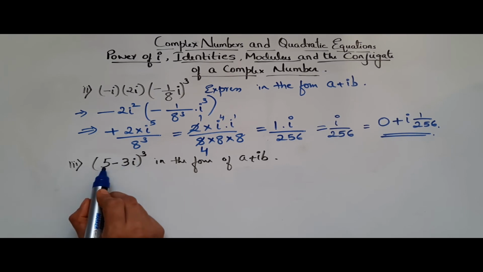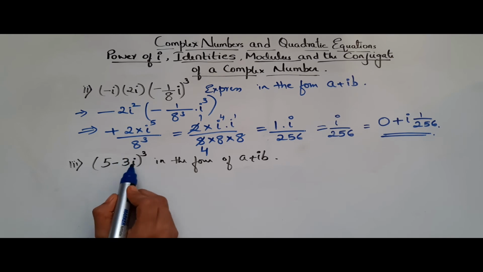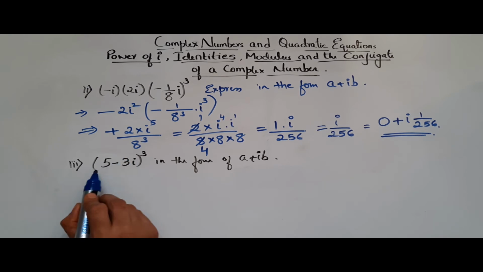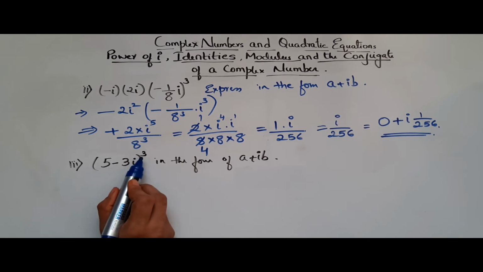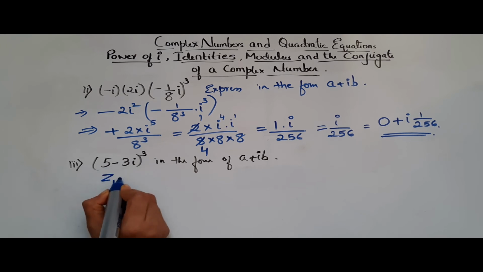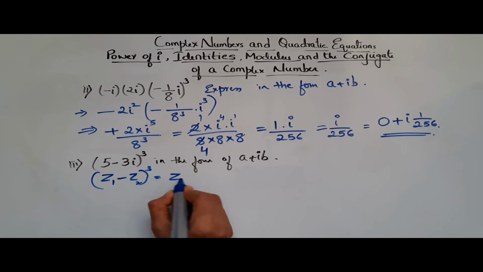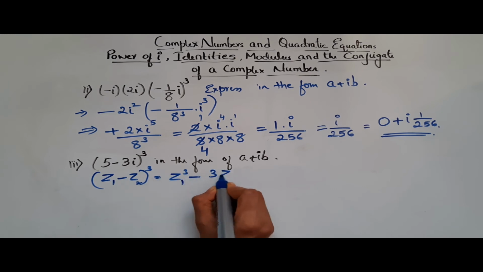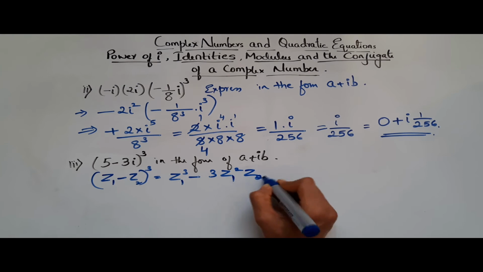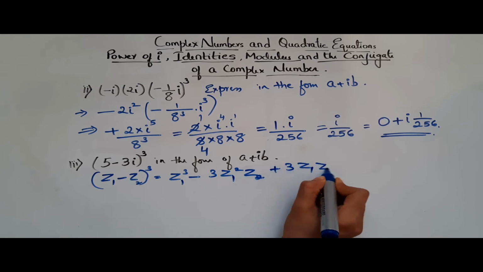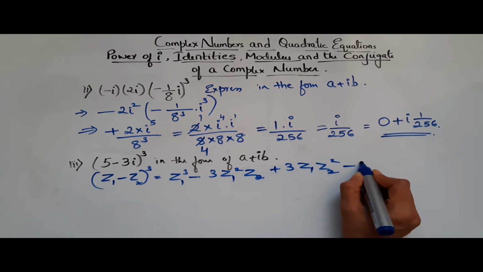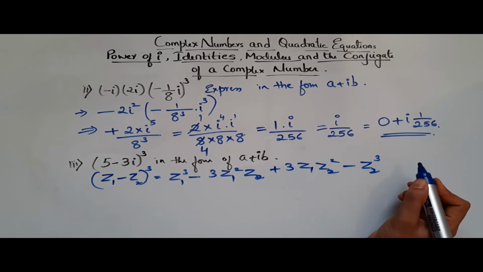5 is a purely real complex number, and this is a purely imaginary complex number. Here the real part is 0 and here the imaginary part is 0. So we know the formula: (z1 - z2)³ = z1³ - 3z1²z2 + 3z1z2² - z2³, right?